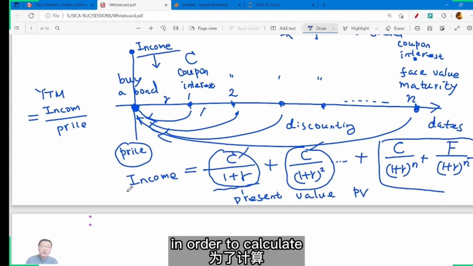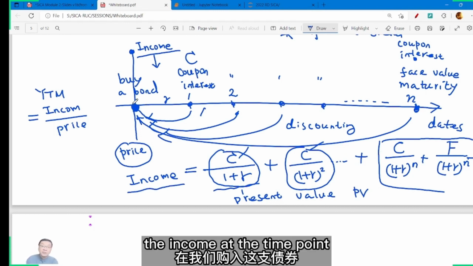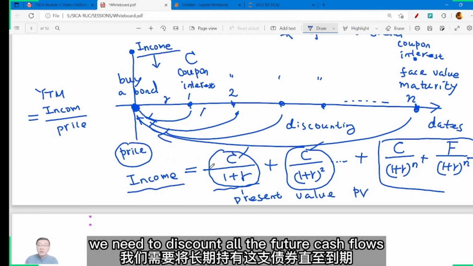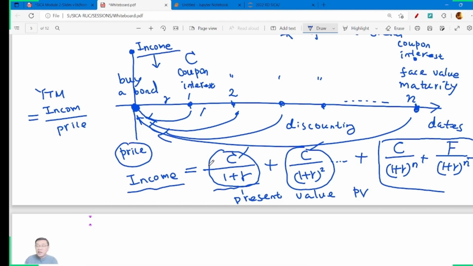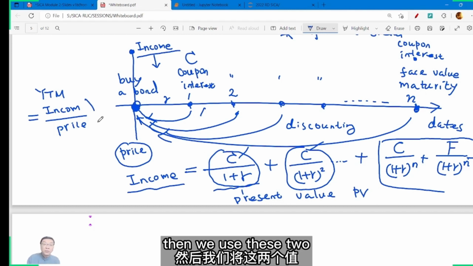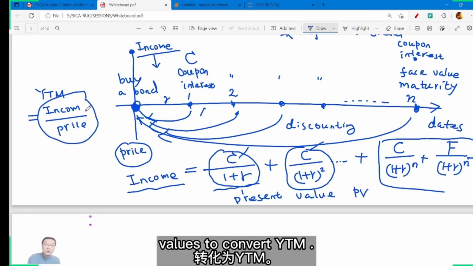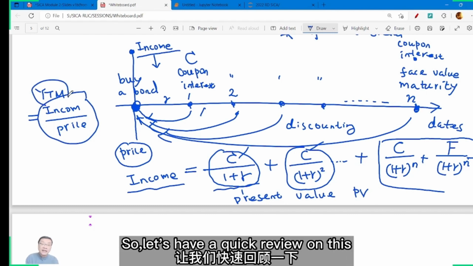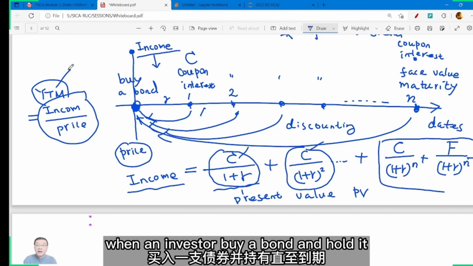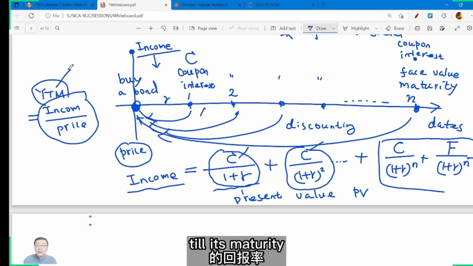In order to calculate the income at the time point when we buy the bond, we need to discount all the future cash flows of holding these bonds into its maturity back to this time point. Then we use these two values to convert YTM. So let's have a quick review on this. YTM is the rate of return when an investor buys a bond and holds it till its maturity.